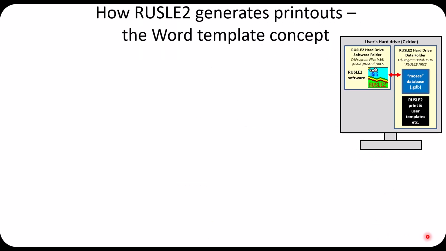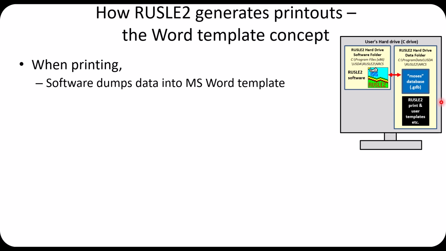Before we jump in, let's quickly review some background about how RUSLE2 printouts work. Over here we see a conceptual representation of RUSLE2 software and the key associated files on the user's hard drive. We've got the software shown here, and it reads and writes to a Moses database that is preloaded and customized on the user's hard drive. When we tell RUSLE2 to print, the software dumps data into a Microsoft Word template, which is represented by this arrow. RUSLE2 print templates are shown here.